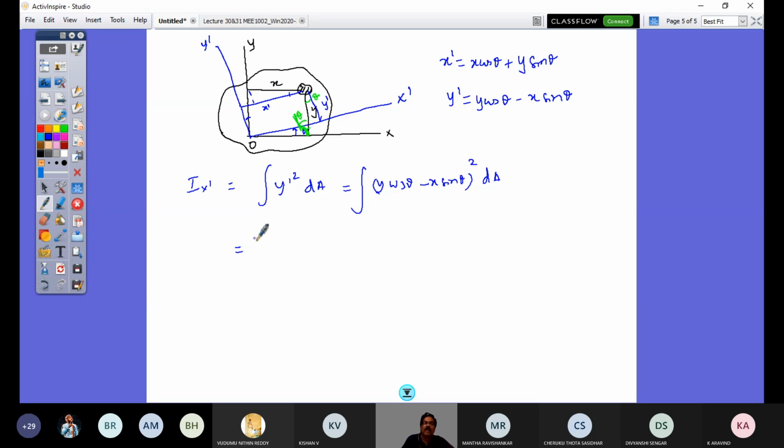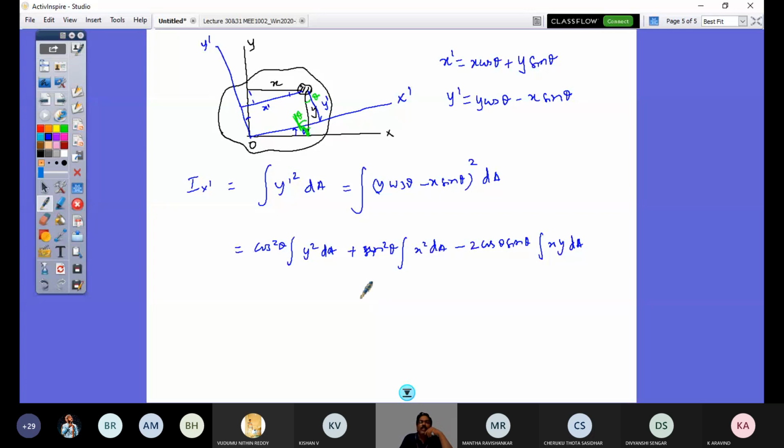If I do that and take cos squared theta out, this is going to be integral y squared dA, and taking sin squared theta out, that's going to be integral x squared dA, and minus 2 cos theta sin theta out, integral xy dA, I'll get.